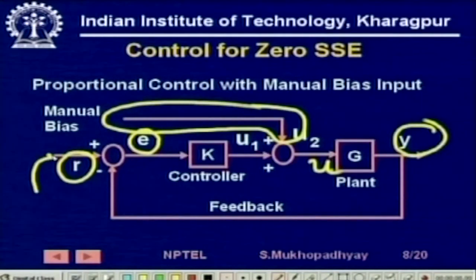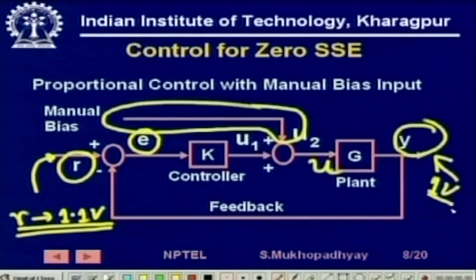So, there are two things that could happen. Either you could artificially increase this R. That is, if you really want the output to stay at 1 volt, you give an R of maybe 1.1 volt. Just what voltage you have to give, you have to calculate. So you artificially increase to 1.1 volt so that here you get 1 volt, which is the real output you want. Or what you could do is, apart from what the controller is doing, you can give what is known as a manual bias. That is, you apply some additional input directly to the plant. So, you do one of these two things. In that case, you can maintain whatever output you want. But what's the problem?